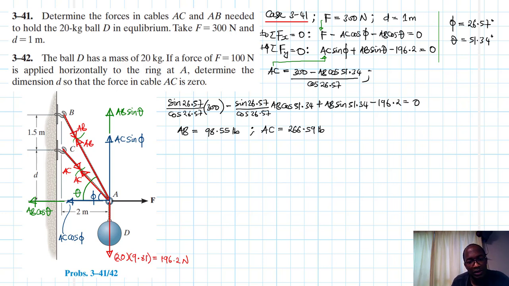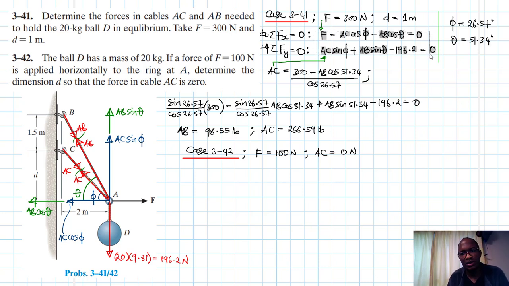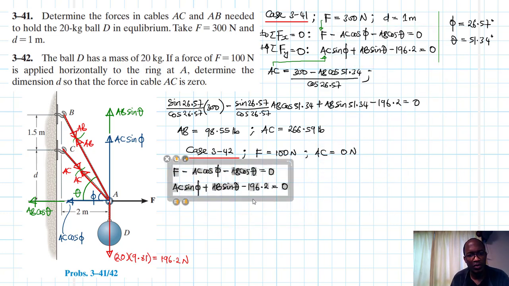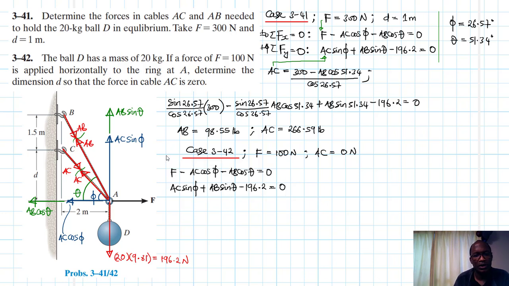So we are going to go to case number 2, which is case 3-42. Alright, so in this second case, we are being asked to find D, given that F is equal to 100 newtons and AC is equal to 0 newtons. We are using the same equations, which we can just copy. We bring these equations here like so. So these are the two equations that we are using.